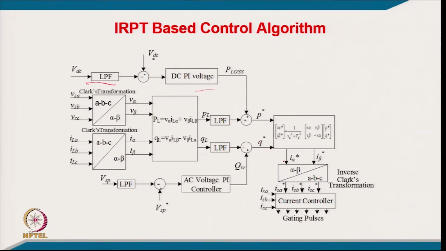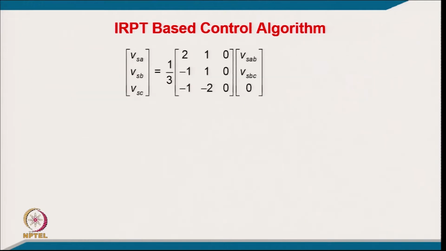So, taking this P and Q, by taking the inverse transformation from P and Q we get the I alpha and I beta. We convert this I alpha, I beta by inverse Clarke transformation to 3-phase reference grid current. Then we sense the grid current, and we have a current controller for the voltage source converter.